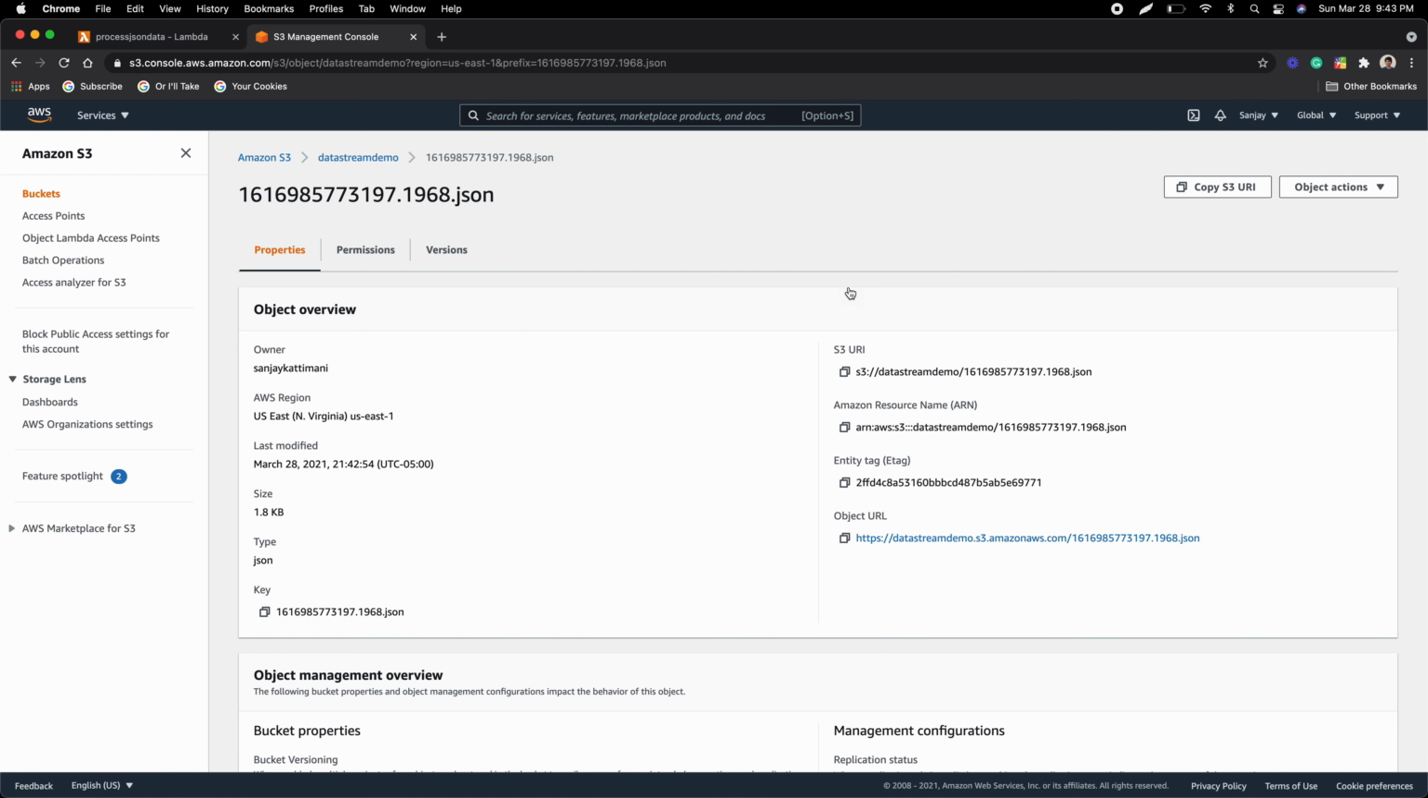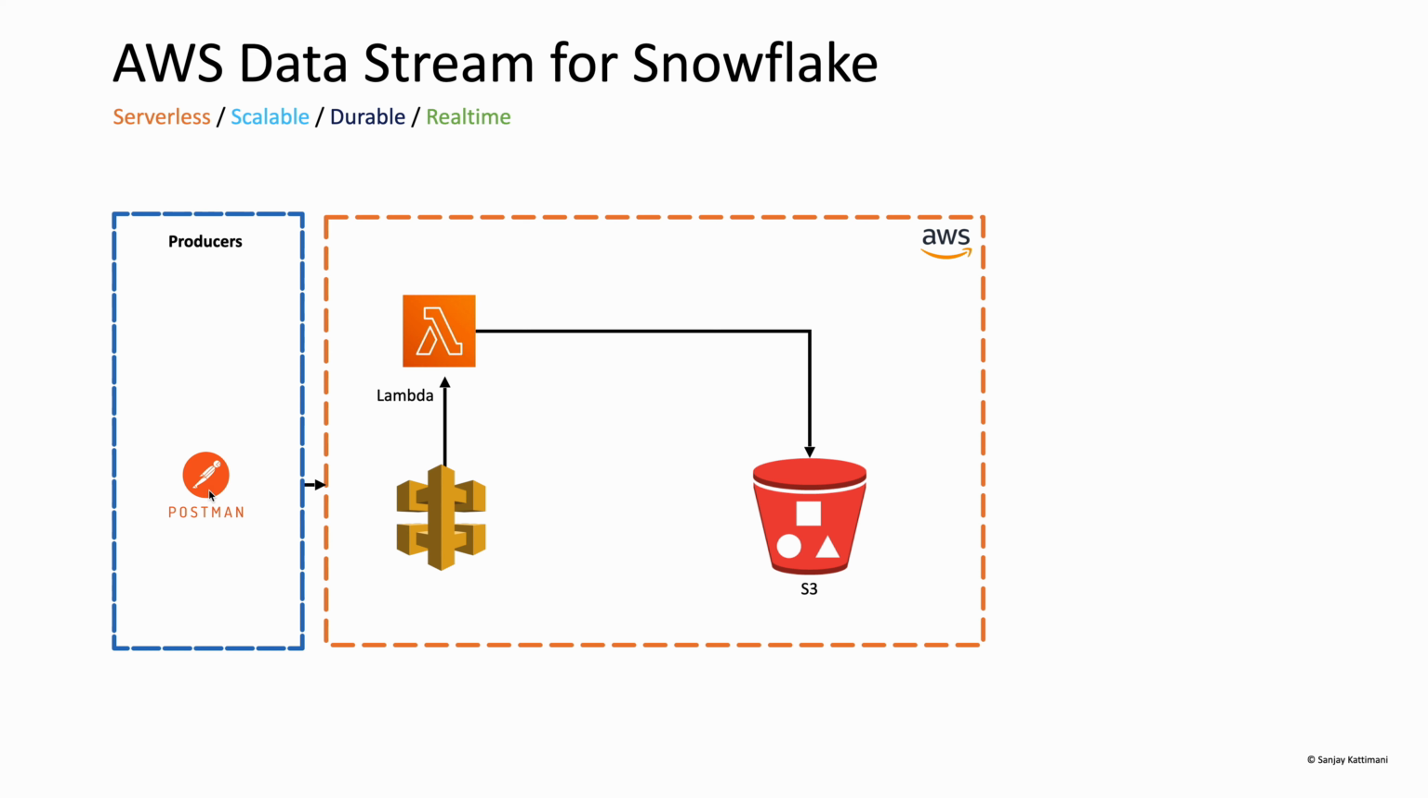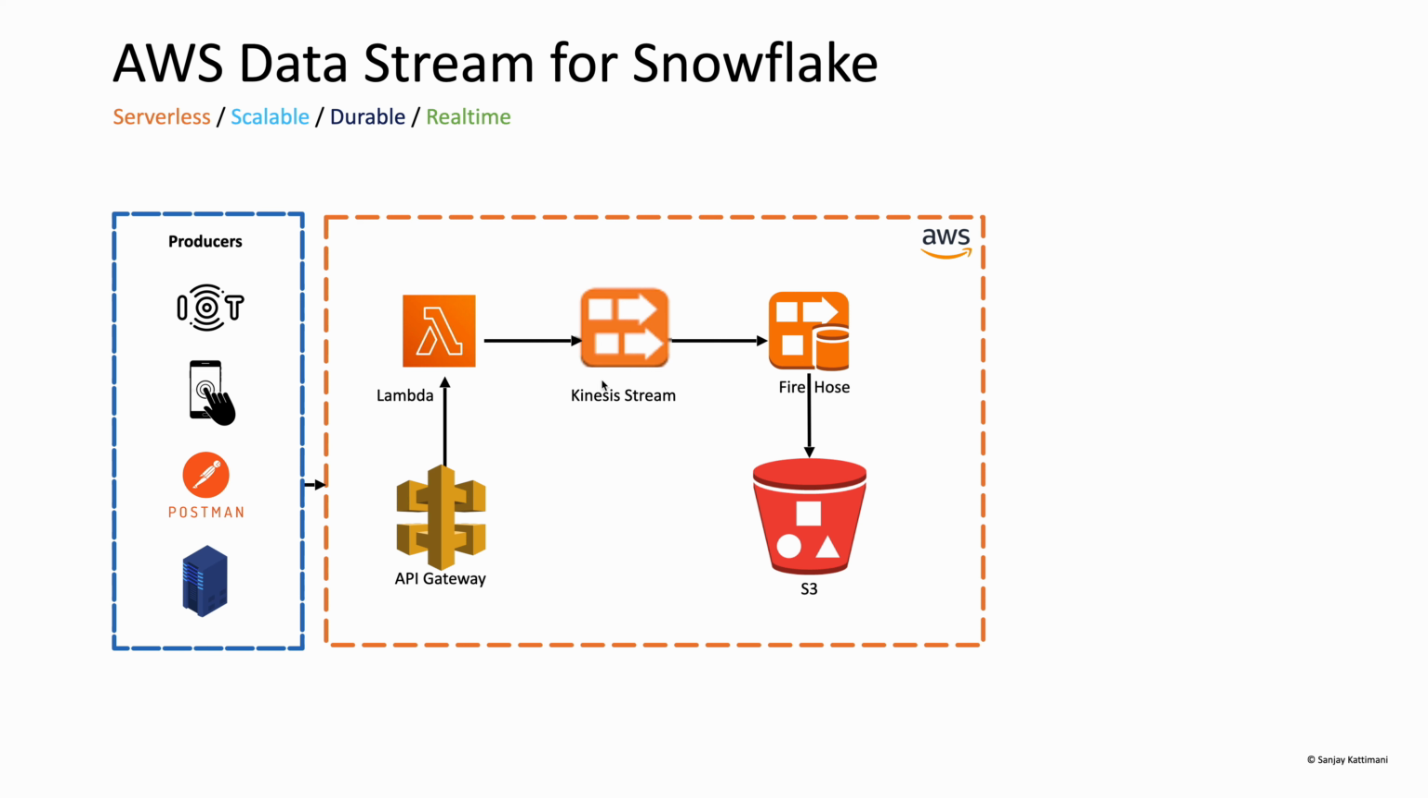So let's review our architecture again. This is what we completed now. We created an API that is calling the Lambda, and that in turn is creating a file on S3, and we called it from Postman. So our next step is we will create the Kinesis stream and Firehose, and then we will change the Lambda function to write to the Kinesis data stream rather than directly creating an S3 file. Let's get started with the Kinesis stream first.